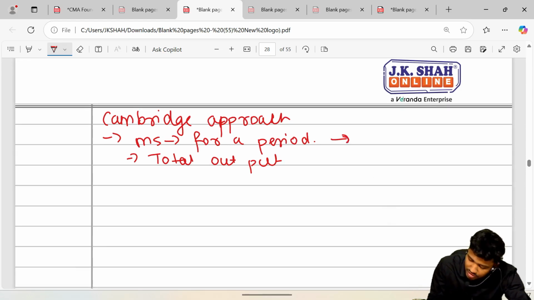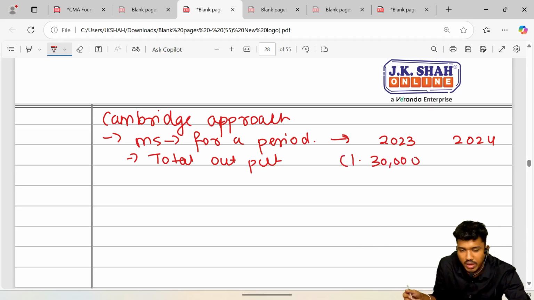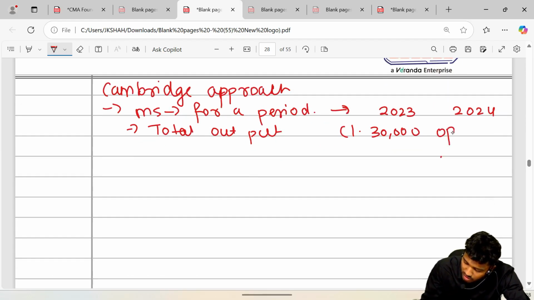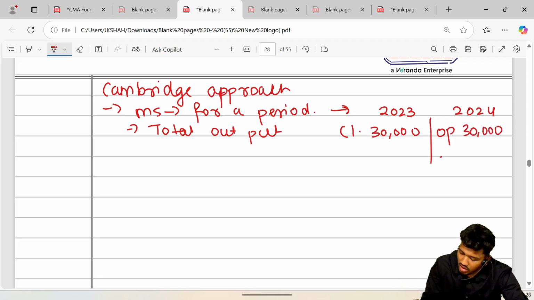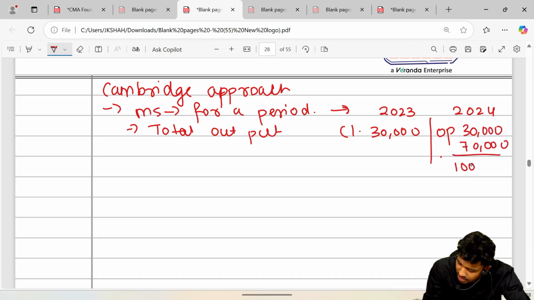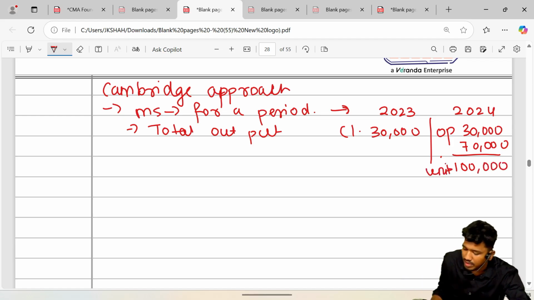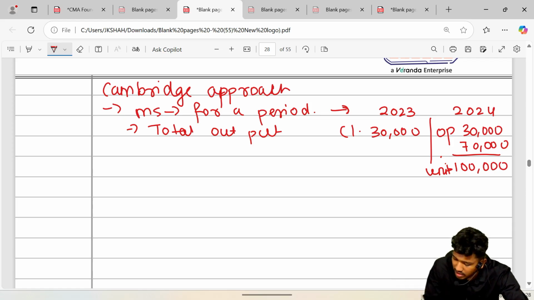So let's say, for example, for the years 2023 and 2024, there was a closing stock of 30,000, which became the opening stock of 30,000. Also there was production, and totally 70,000 stock was added, and finally at the end of the year, 1 lakh units were there. So it was 30,000 of the previous year and 70,000 of the current year, the current year production or purchase, whatever the case is.